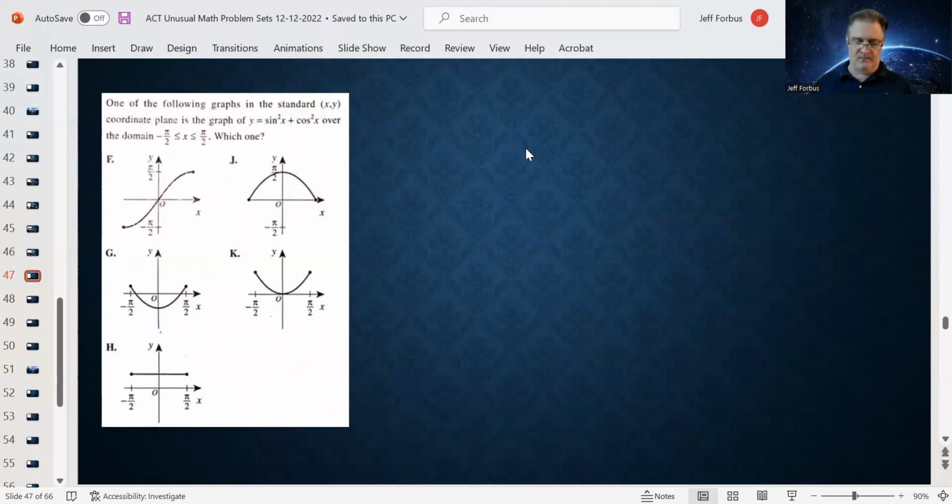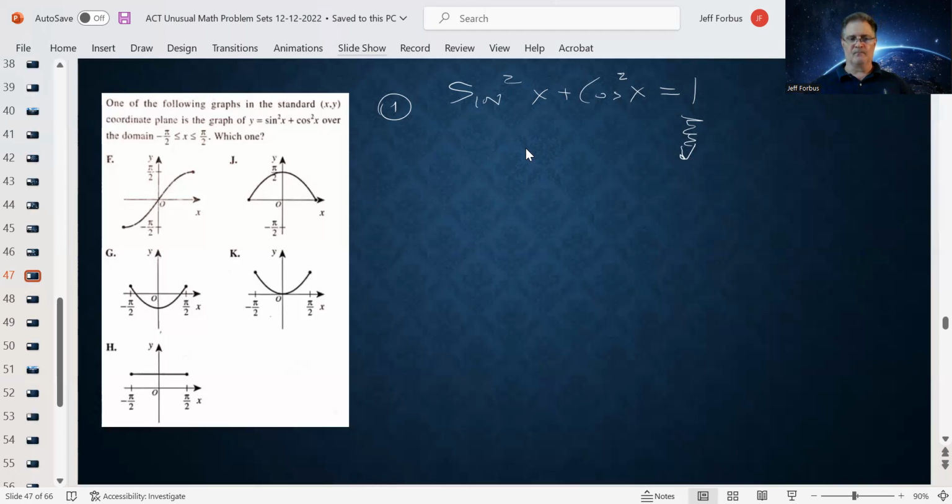So our next question: one of the following graphs in the standard coordinate plane is the graph of sine squared of x plus cosine squared of x over the domain of -π/2 all the way to π/2, where x is between the two. One thing you need to be aware of is the identity. It's really important. So sine squared of x plus cosine squared of x is equal to 1. That 1 is your y value. This is really important.